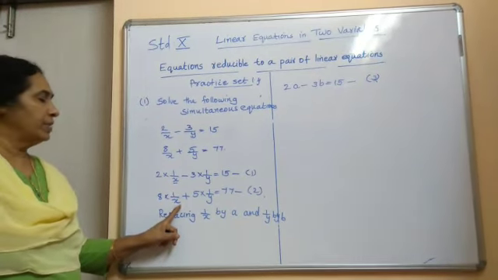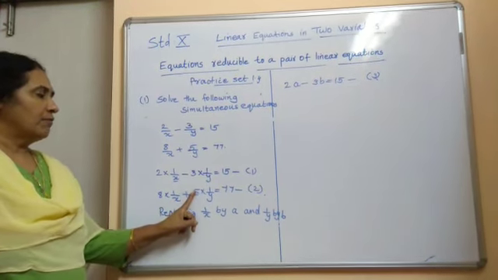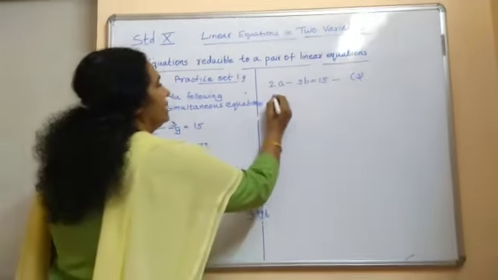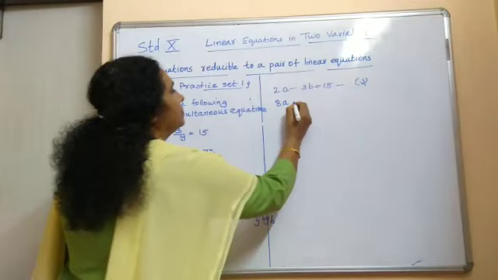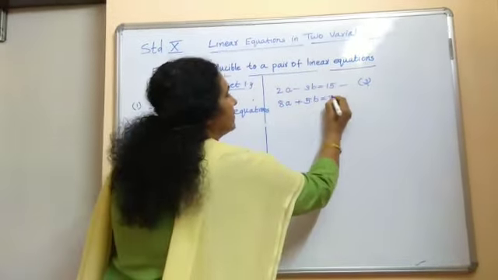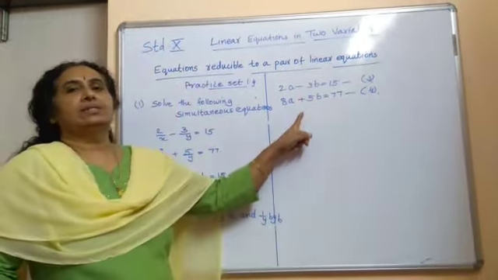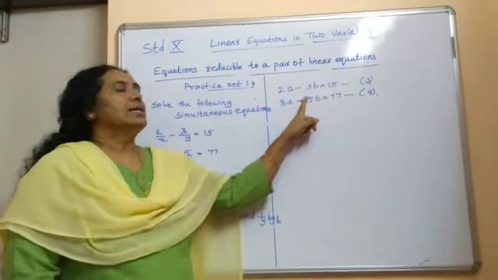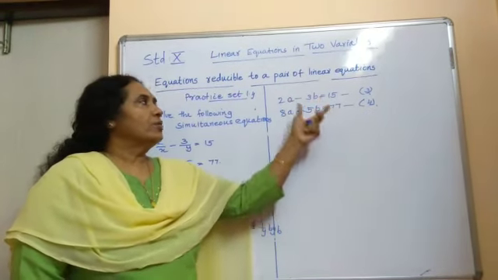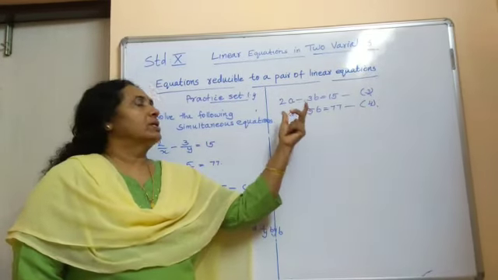Similarly, the second equation, 8 into 1 by x. Again substitution 1 by x is equal to a. 8a plus 5b is equal to 77. This is equation number 4. Now see these two equations. These two equations are linear equations in the variables a and b. Now we can solve these two linear equations by elimination method or determinant method.